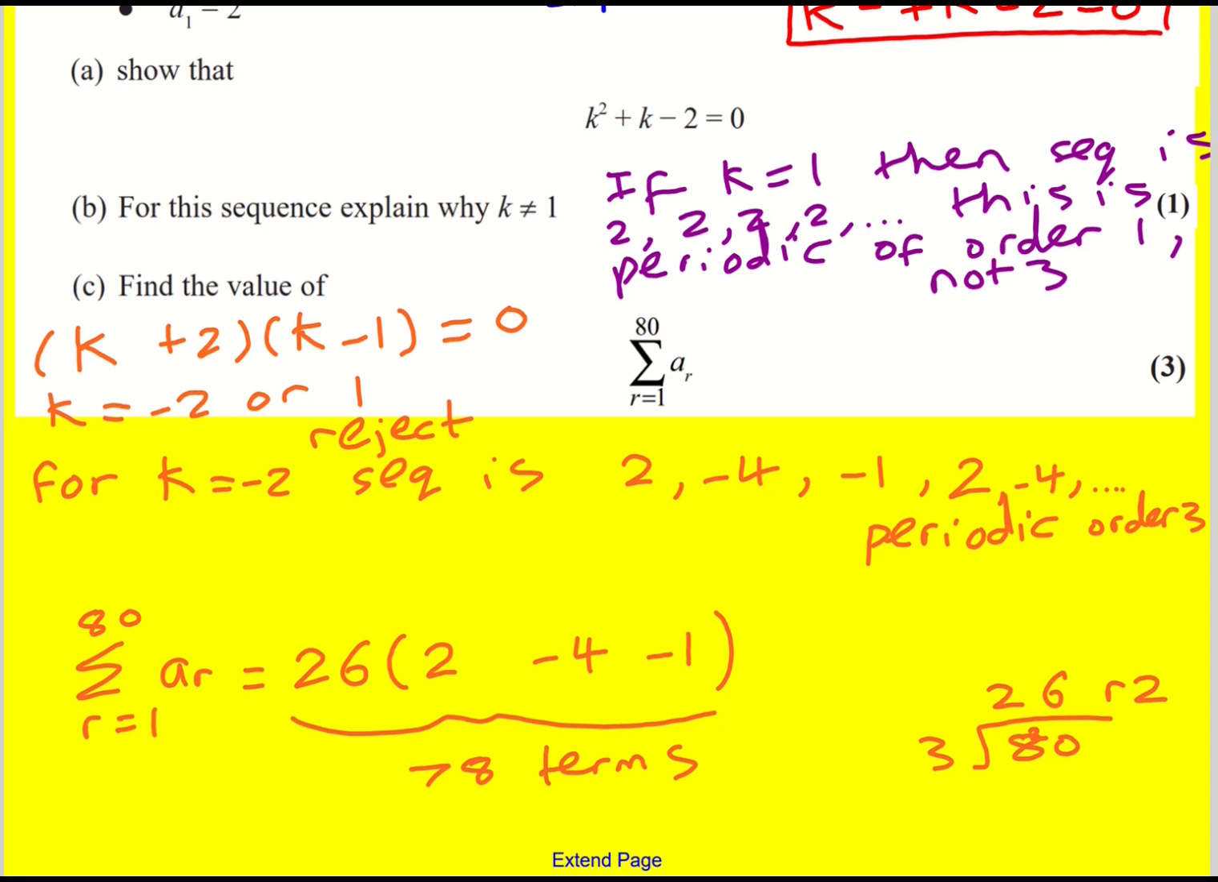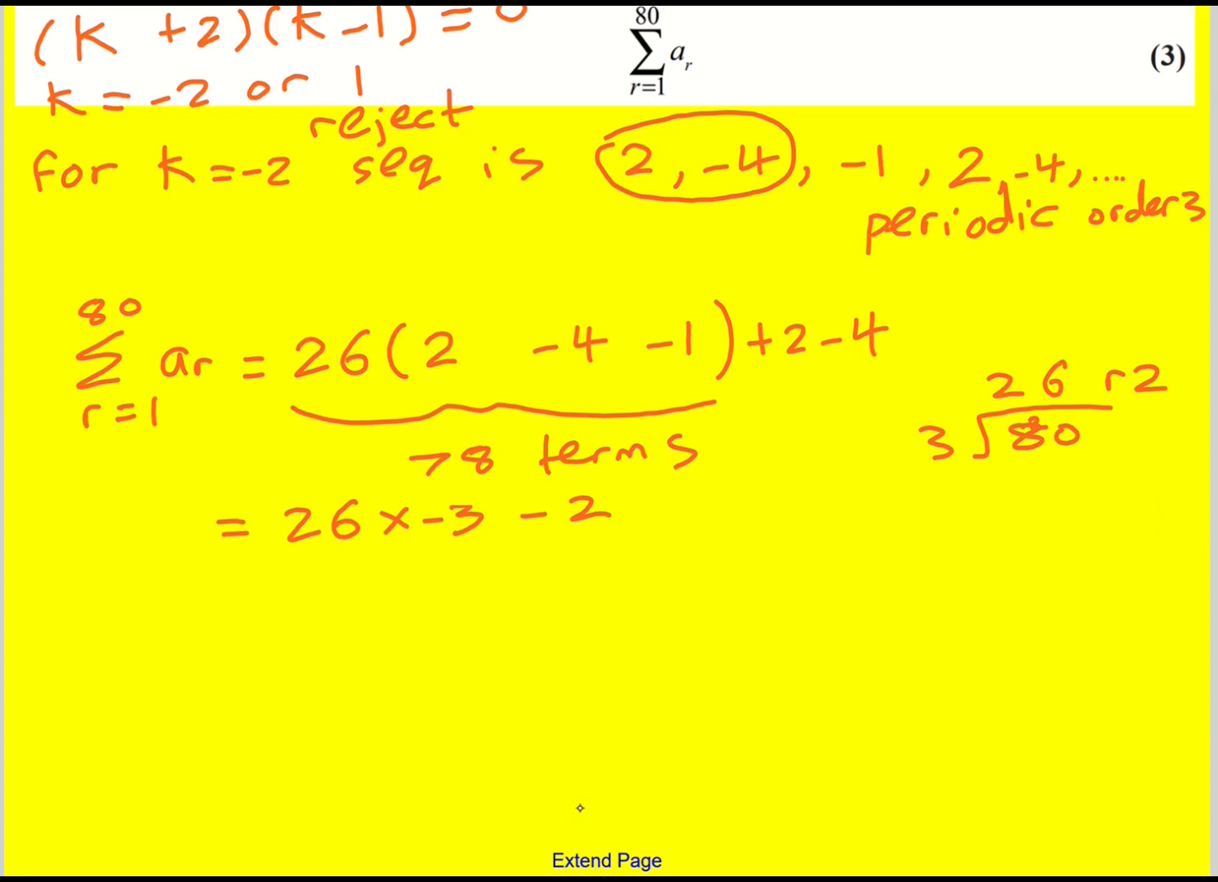To add up the first 78 terms, I just do 2 minus 4 minus 1 and times by 26. That's just going to leave me then back to the beginning. I just need to add an extra 2 and a minus 4. So it will be 26 times minus 3, and that's a minus 5. Minus 2, which becomes minus 80.